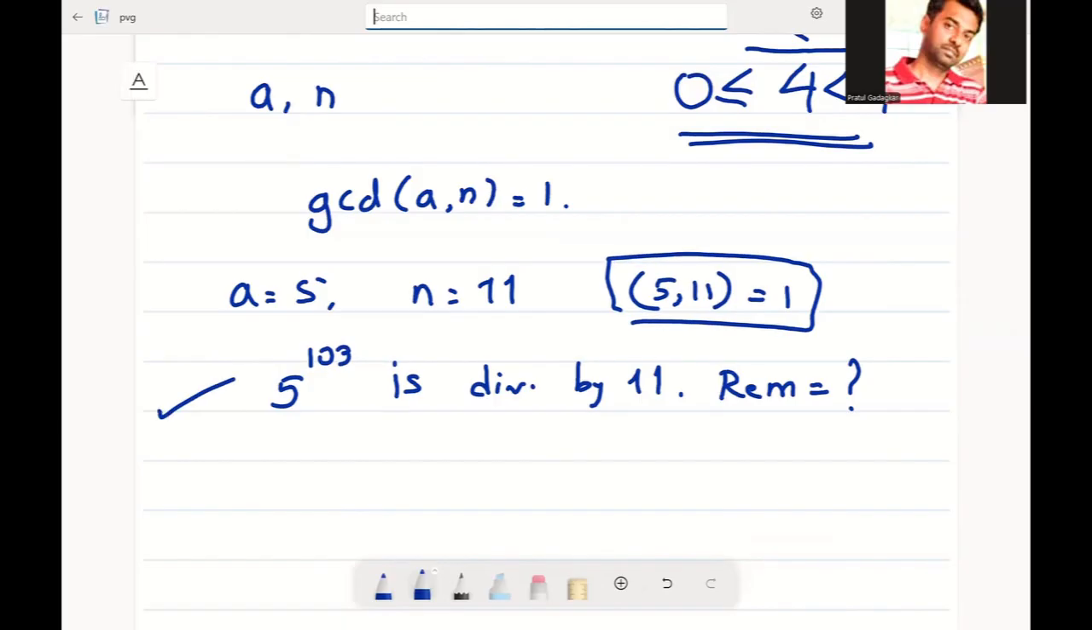In the next video, we will see some problems of finding the last digit using Euler's theorem.